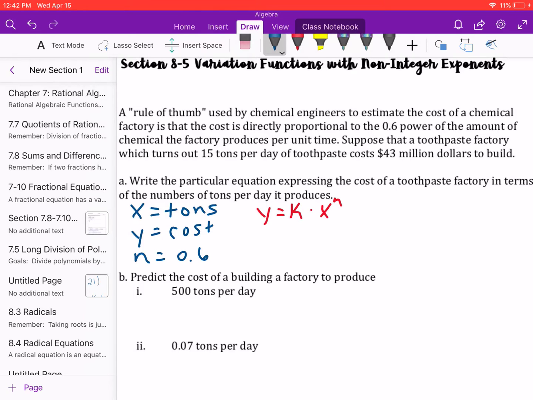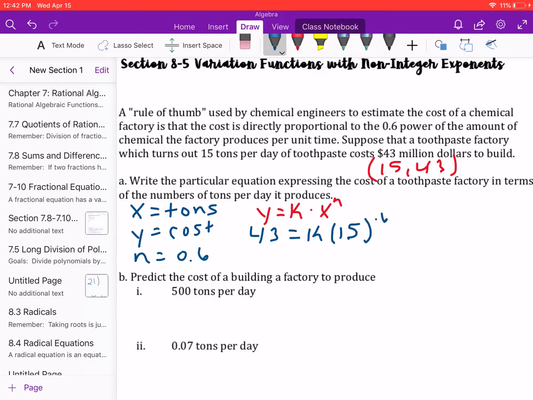per day it produces. So, first things first, we need to assign variables. And so the first variable we're going to assign, we're going to say x equals the number of tons. Y is going to equal our cost. In this, we're also given the exponent. We're told 0.6 power, so our power is going to be equal to 0.6. The equation that we've been using all along is y equals k times x all raised to that power.